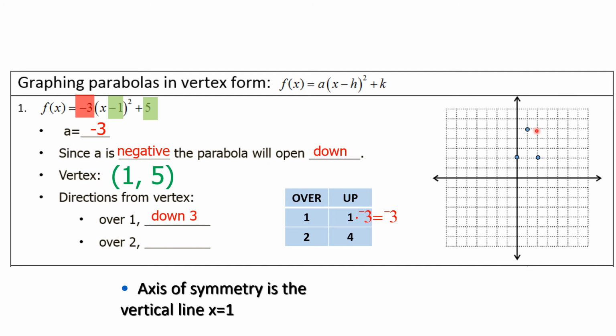So here we go. Over 1 and down, 1, 2, 3. Other way, over 1 and down, 1, 2, 3. Over 2 and down 12. Other direction from the vertex, over 2 and down 12. This axis of symmetry always matches your x value. So x is equal to 1. So this graph has a reflection line, splits right down the middle at x is equal to 1. Go ahead and connect our points. And here's the graph for y equals -3 times the quantity x minus 1 squared.